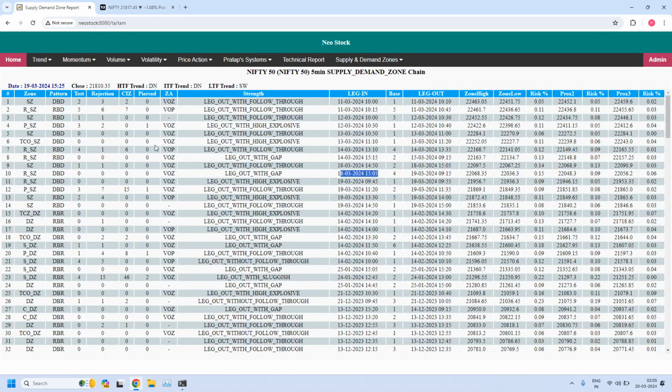Okay, this is the one. What is the next one? We have one more high liquidity zone here, below this. This is also a fresh zone, created today.